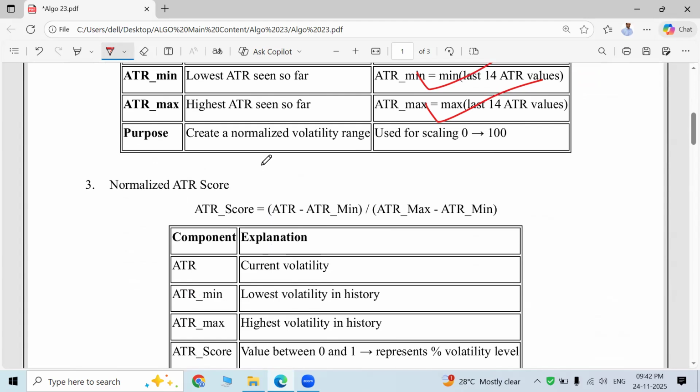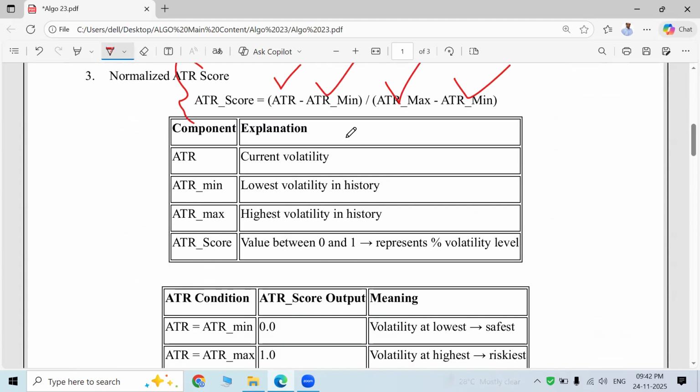If there is a huge range between the minimum and maximum ATR value, then we are going to normalize it. Now, what is the meaning of normalization? First we will find the ATR, then the ATR minus the minimum of the ATR, divided by the maximum of the ATR minus the minimum of the ATR. I'm going to show this calculation in the below part.